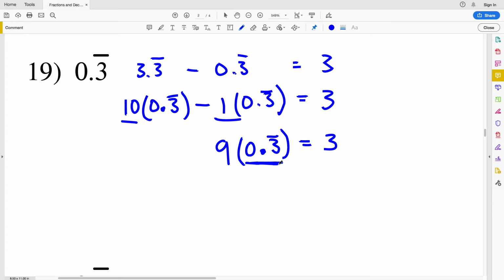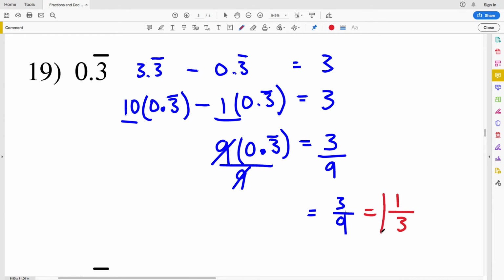But remember, this is what we started with, so we don't want this 9 here. Let's divide it. Dividing by 9, 9 will cancel out with 9. But whatever we do to this side, we got to remember we do to the other side of that equality. So dividing 3 by 9, we'll get our answer. That 0.3 is equal to 3/9. But 3 and 9 are both divisible by 3. So dividing 3 by 3 we'll get 1, and dividing 9 by 3 we'll get 3. So 1/3 is our solution in number 19.